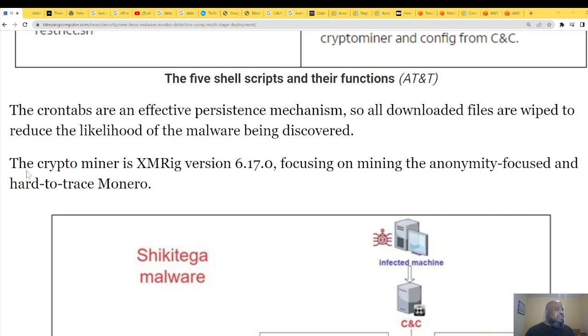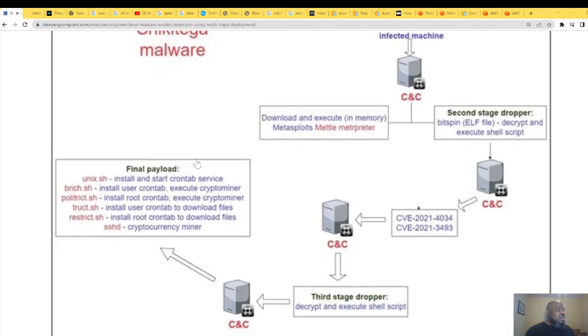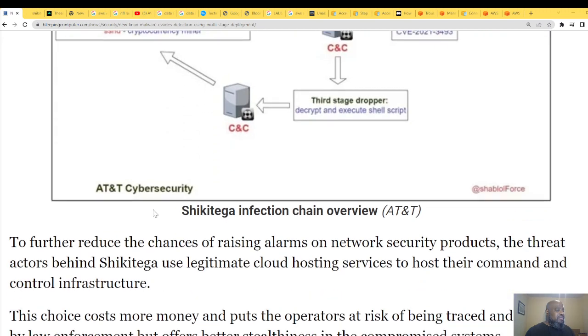Crontab is an effective persistence mechanism, so that all downloaded files are wiped to reduce the likelihood of the malware being discovered. The crypto miner XMRig 416 focused on mining the anonymity-focused, hard-to-trace Monero, and that's what we were looking at a minute ago. Command and control, the Metasploit exploit, the ELF file we looked at. Those are the 2 vulnerabilities. The third stage dropper then pulls down all those shell scripts, then erases them at the end, right, to make it harder to find.